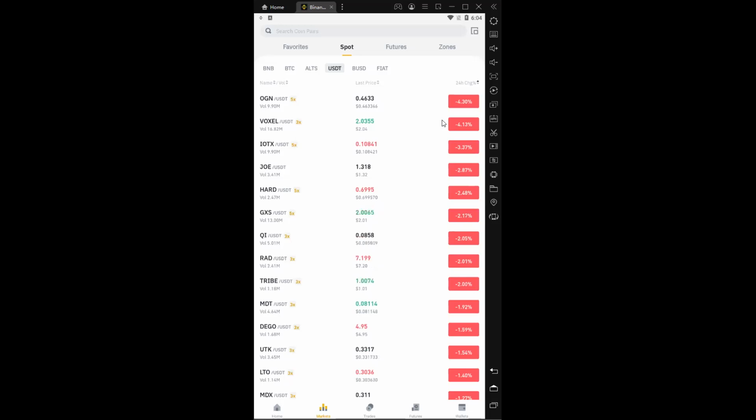So when you are doing this leverage, what is happening is that the exchange is lending you money to create a position. I will explain that now.